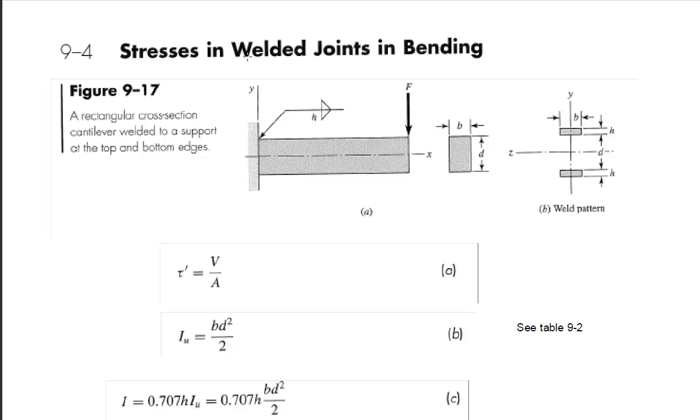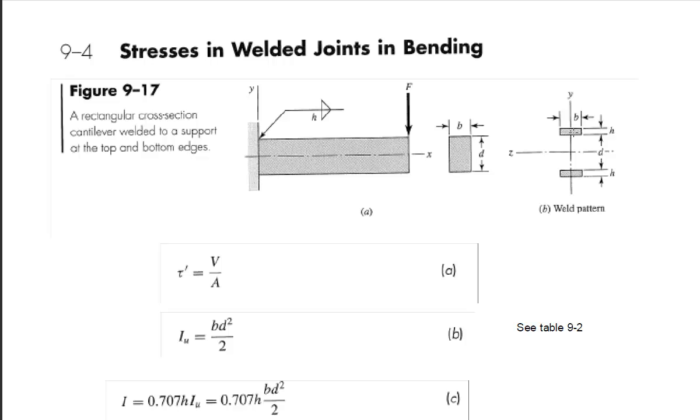Stresses in welded joints in bending, a different kind of loading. Okay, here's a weld here on the top side. We have a weld on the bottom side. So if we look at it, we have 2 parallel segments of weld. We're going to apply a load out here.